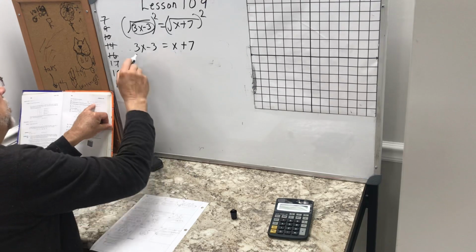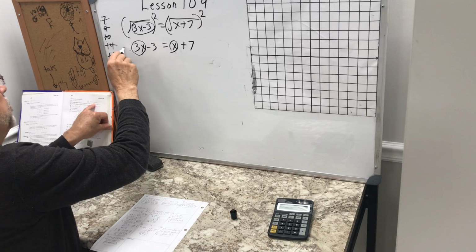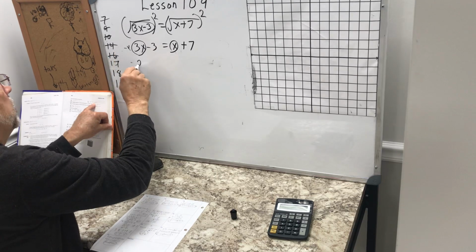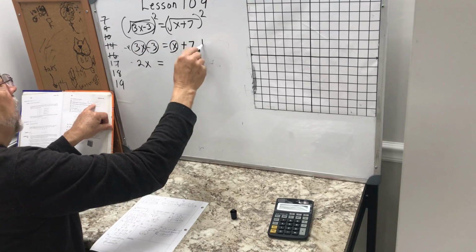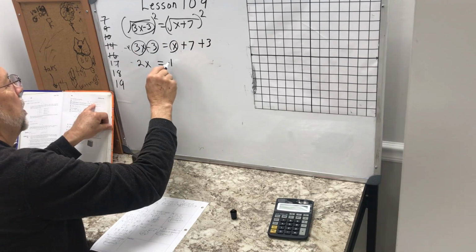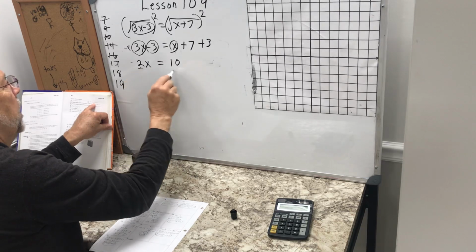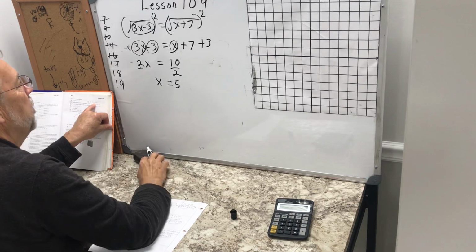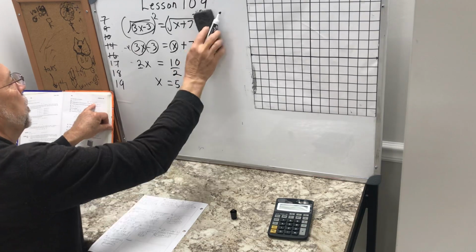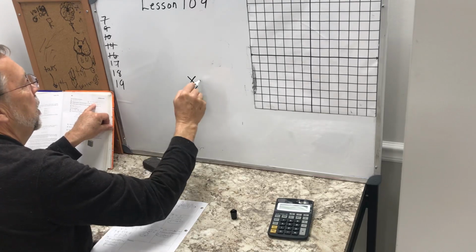We will combine these. We have a 3x here and an x here. Putting it on this side is going to be a negative x. That's going to be 2x equals, put the negative 3 on that side, positive 3, that's going to become 10. 2x, we'll divide by the 2. x equals 5. We only have one possibility, and we hope this works. One side must equal the other. We got x equals 5.